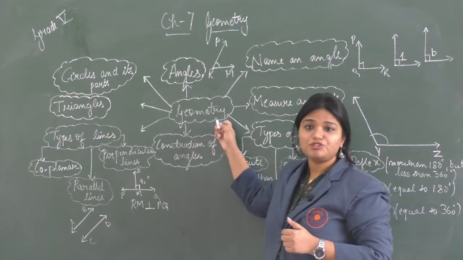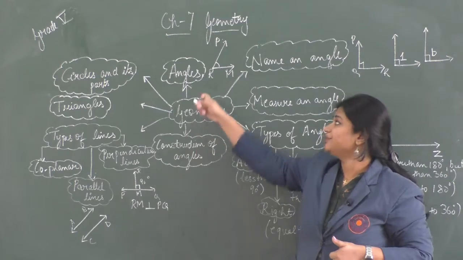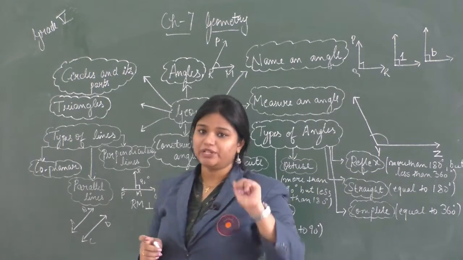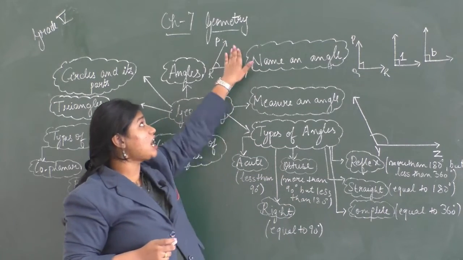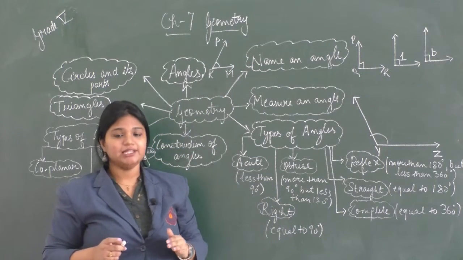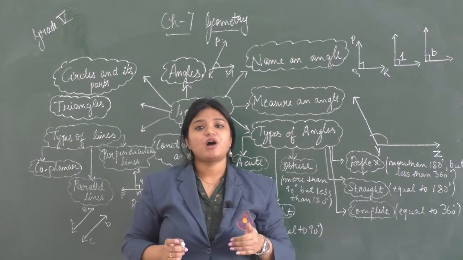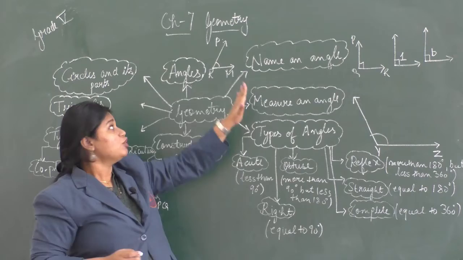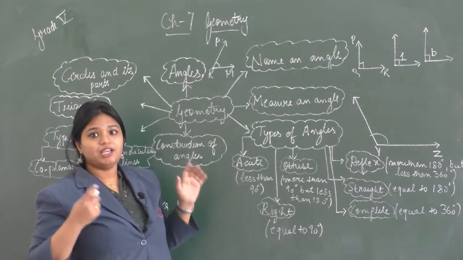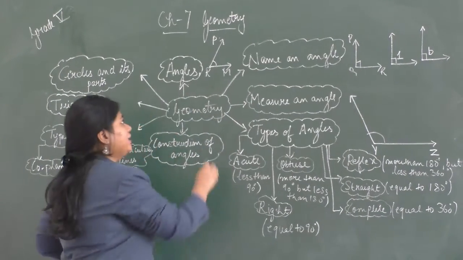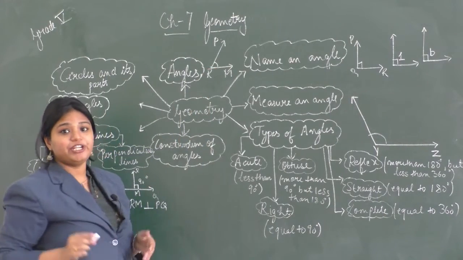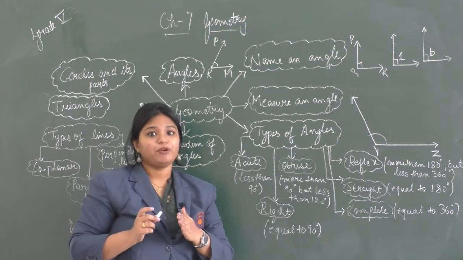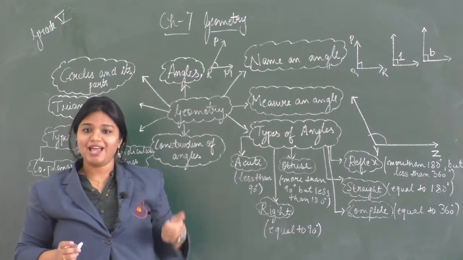We started the chapter geometry by learning about the term angles. We learned that an angle can be formed using two rays, right? Now the rays are known as the arms of an angle, and in an angle we also have the vertex. So here we have an angle PRM. So PR and RM are the arms of the given angle, and R is the initial point or the vertex of the given angle. So the vertex is the joining point between the two arms of an angle.